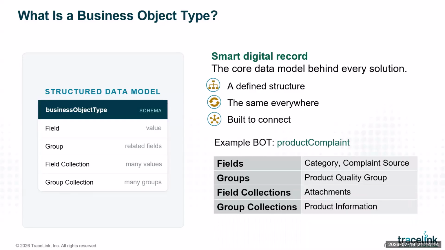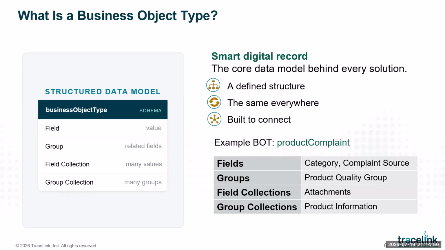For example, product complaint is a business object type. It's a smart digital record for capturing and managing a product complaint. It has fields such as category and complaint source to capture individual values. It has groups such as product quality group to keep related complaint details together. It has field collections such as attachments where the same type of value can be repeated. And it has group collections such as product information where a full set of related fields can be repeated.